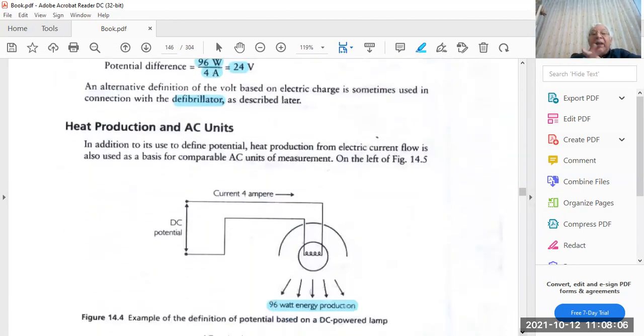We have an example of the correlation between the power. As we see, we have a direct current of 4 ampere creating 96 watt energy by lighting. Of course, watt is what we call energy expenditure, yani energy per time. So whenever I want to find the potential energy, which is the volt, I can divide both over each other, and we'll create the end result, which is 24 volt.